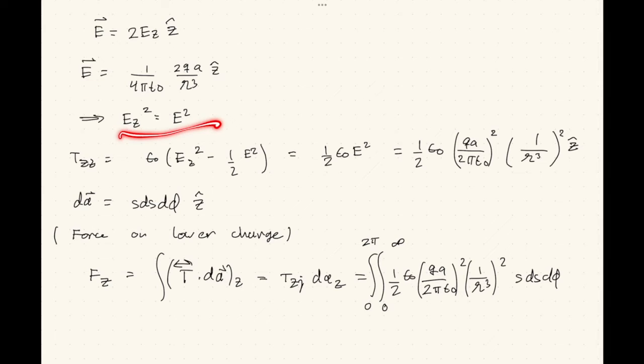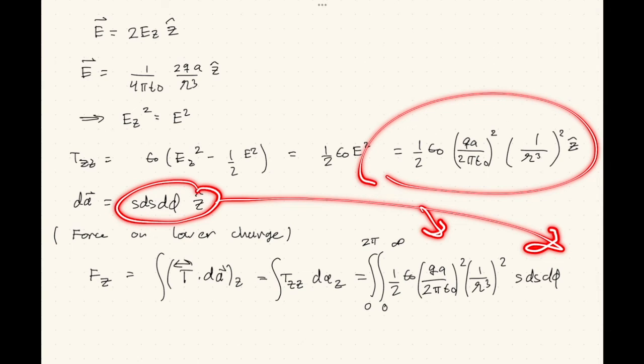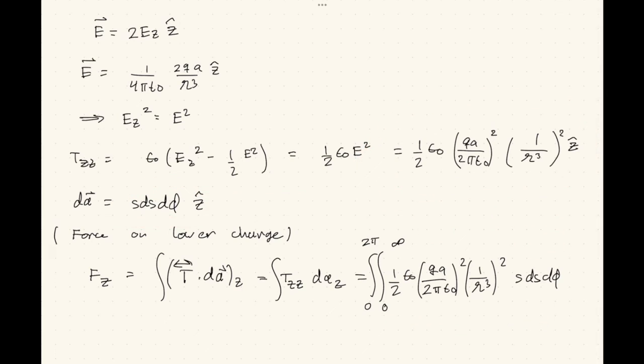So we know this new relation, and so now our stress tensor becomes this. Similarly, since I'm working on the lower charge, my elemental area points in the positive z direction. The force in the z component is the z component of T dot dA, which becomes Tzz dAz. After plugging in this expression, and plugging in our elemental area and dotting it with the component, we arrive at this expression. And from here forward, it's just integration.